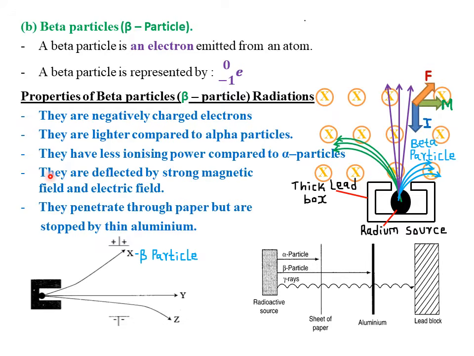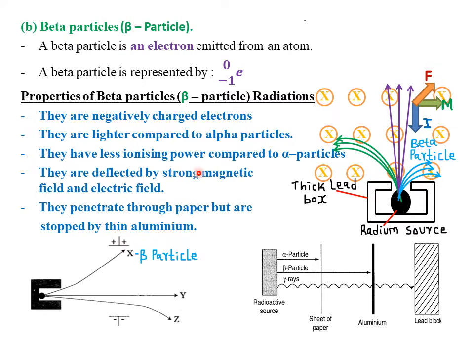Then the fourth property is that beta particles are deflected by strong magnetic fields and also strong electric fields. Remember, if any particle has a charge, it will always be deflected in a magnetic or electric field. But if a particle lacks charges, then it won't have any effect as far as deflection is concerned in either a magnetic or an electric field.